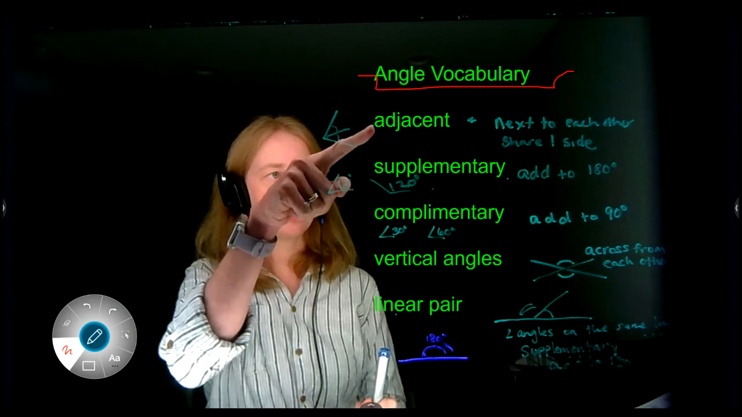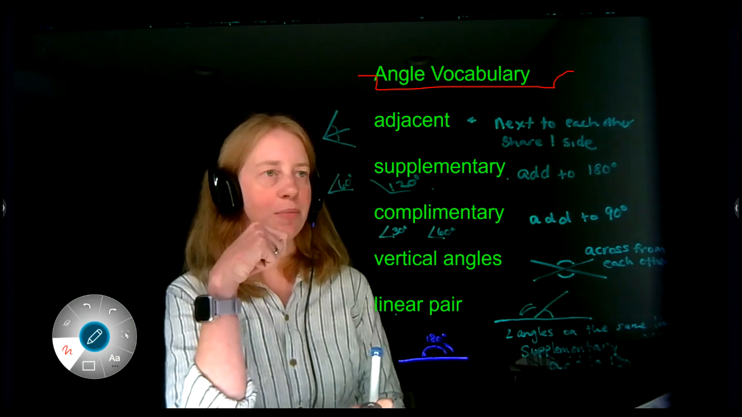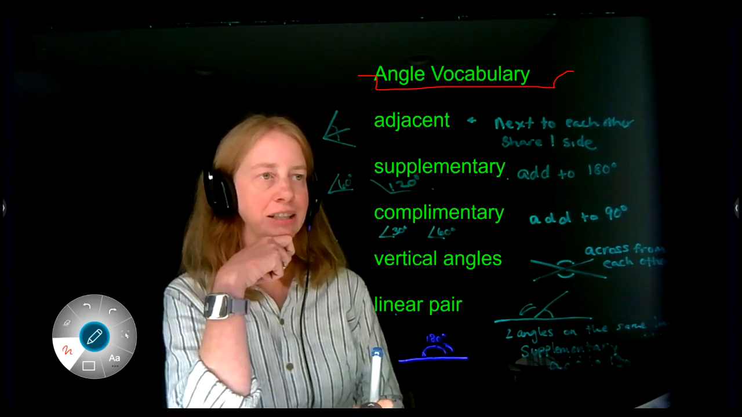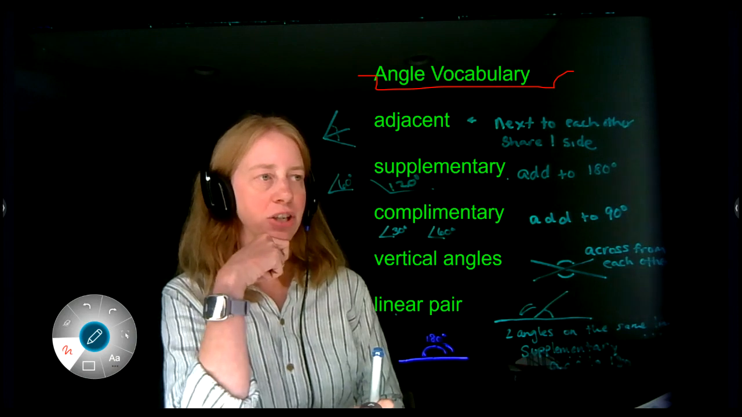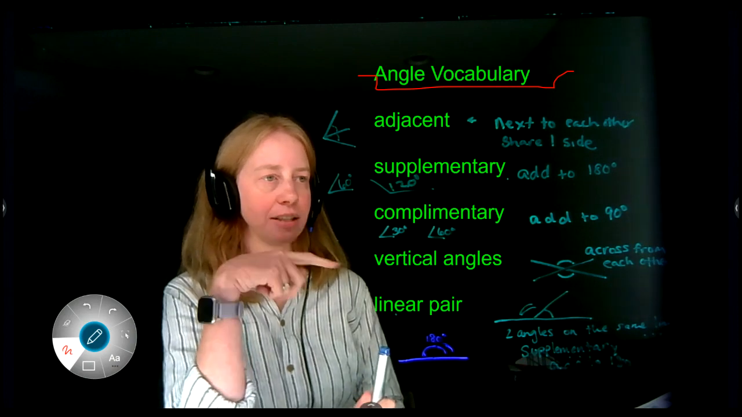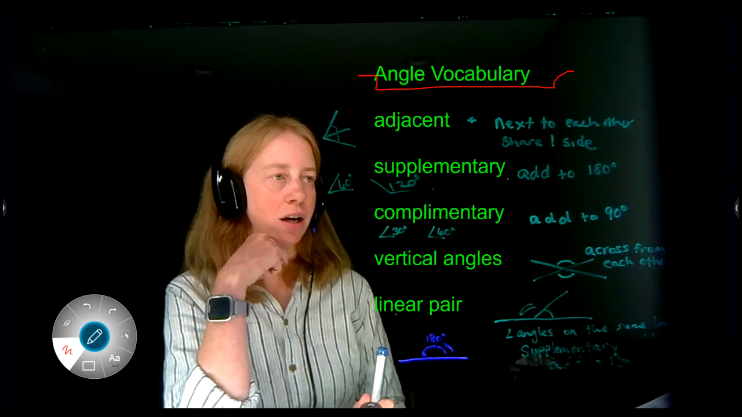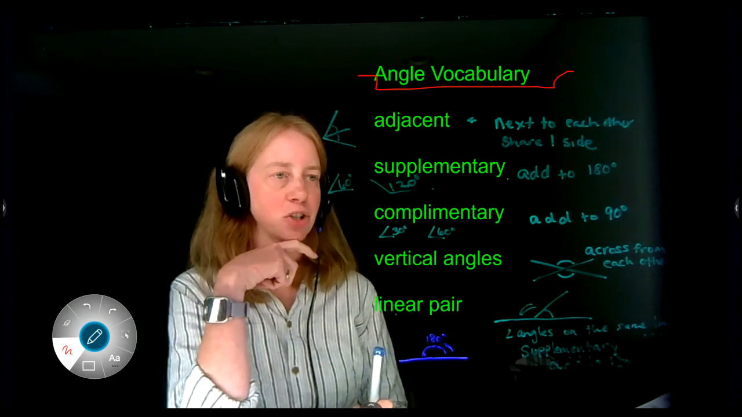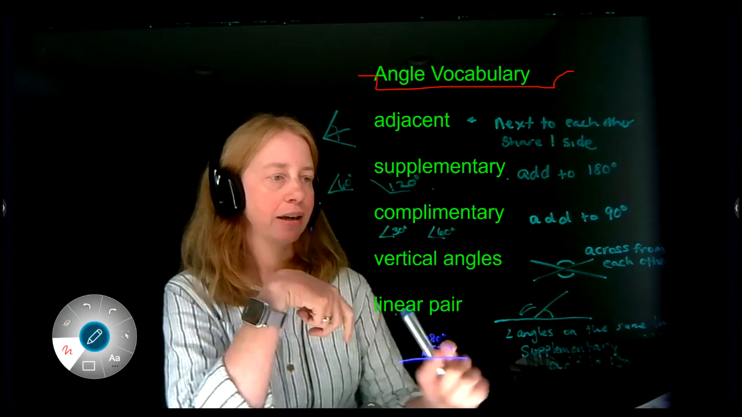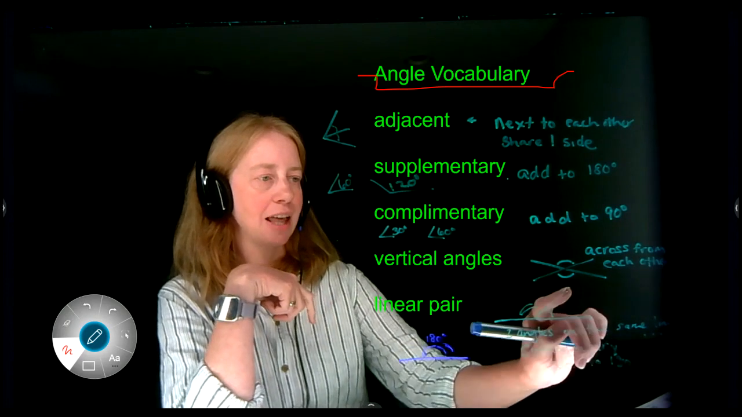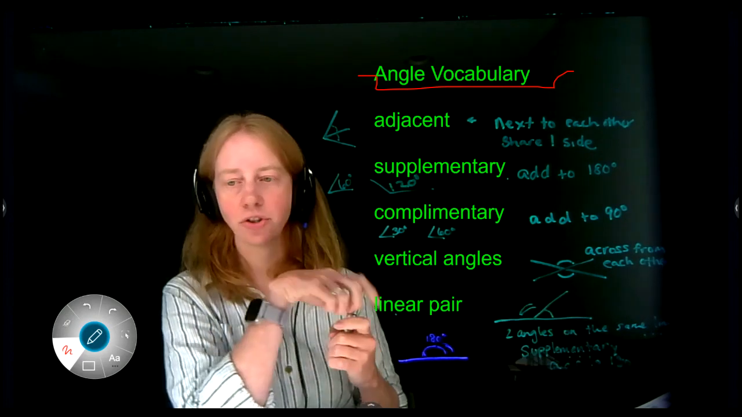We have adjacent, next to each other; supplementary, adds to 180 degrees; complementary angles add to 90 degrees; vertical angles are corner neighbors, they're across from each other; and a linear pair is on a straight line, two angles that are on a straight line.